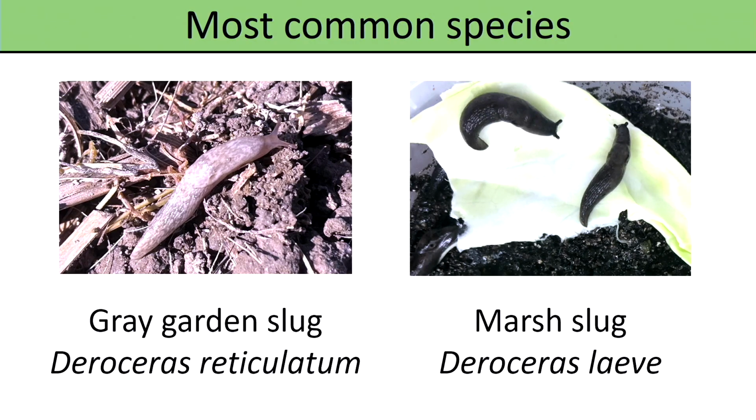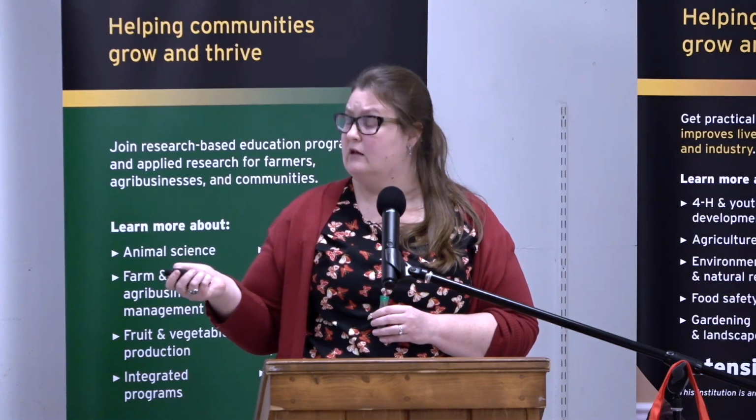We have 2 common species in our area, especially on the eastern shore. I see a lot of the marsh slug, which is Deroceras laeve. And then the gray garden slug is actually the one that we know the most about, and I'll get back to that. But the gray garden slug is also very common.